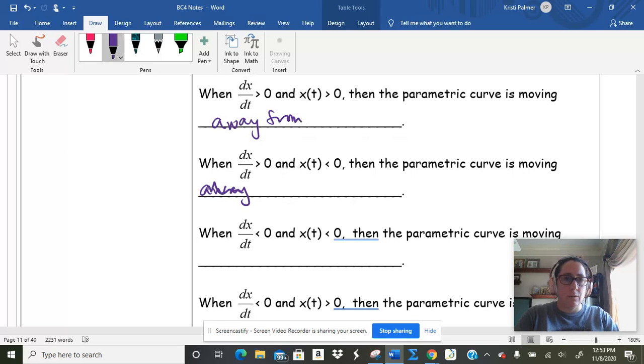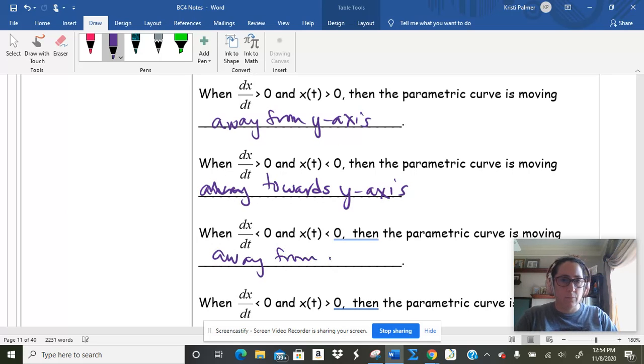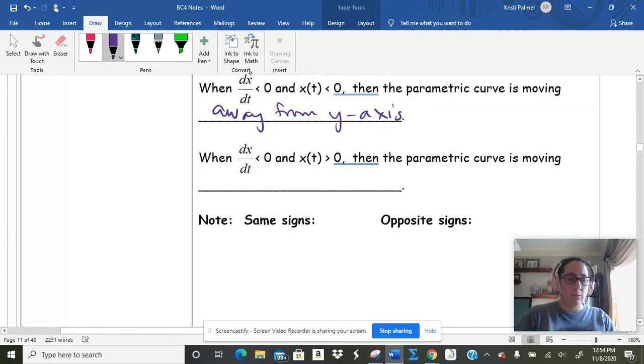Away from the x-axis, towards the x-axis, away from the x-axis, and towards the x-axis.